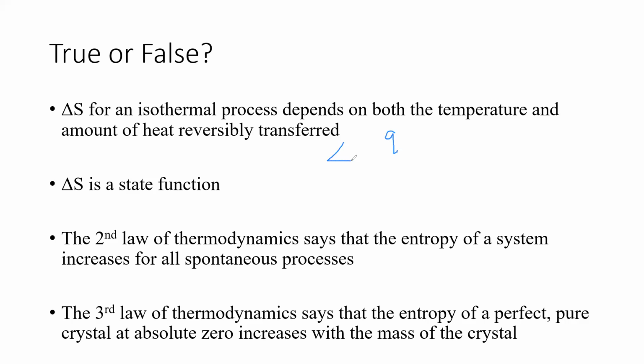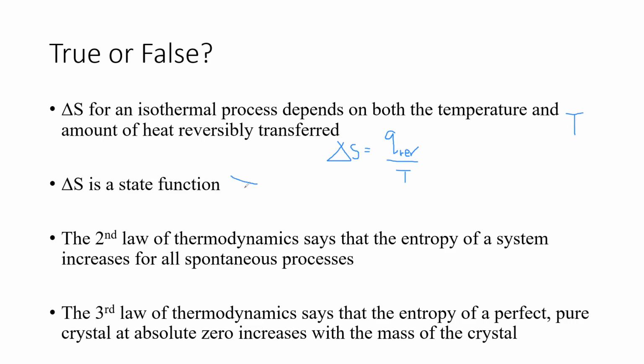For that one, actually, delta S is what I should have first. With it, that's going to be true because we've got this equation for delta S, for that change in entropy, where it's just going to be the reversible heat involved in that process divided by the temperature. So this one is going to be T for true.